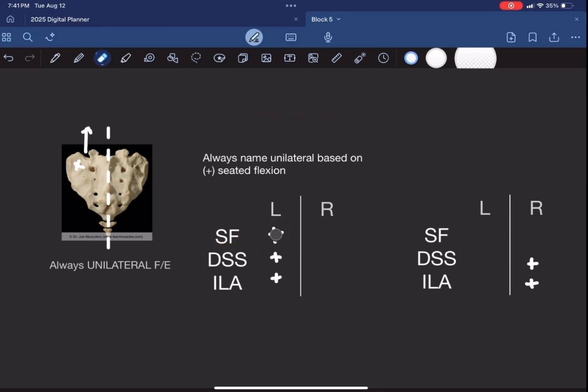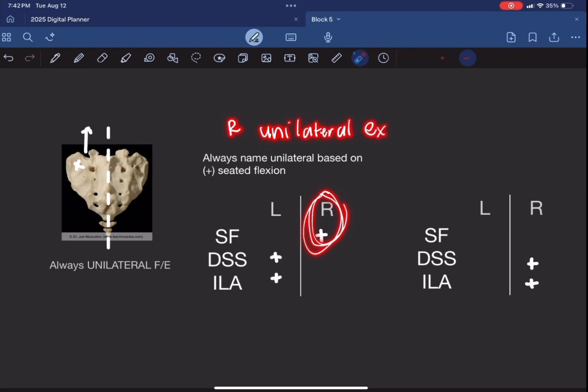Okay? But if the seated flexion is positive on the right, you would have to name it the side of the seated flexion, so it would be right unilateral. And it's not flexion anymore, it would be extension. Because all the findings here are still on the left side, so this side is flexed, the left side is flexed, which means the right side would be extended.